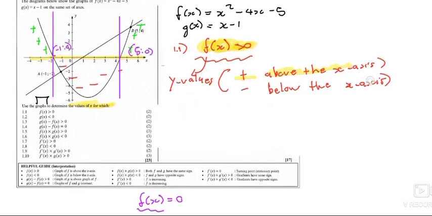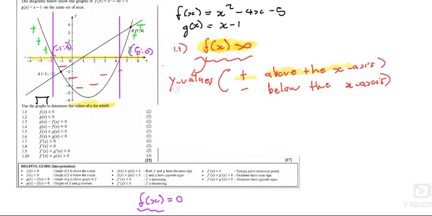Now, what you must know is, what did we say? They said, where is f of x greater than 0? What did we look at? The y values, where they are positive. But how do we answer? We answer in terms of x. The y values are positive from the x-intercepts going up, the x-intercept going left and the x-intercept going right. So you must be able to understand that.